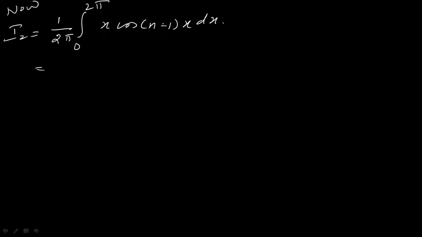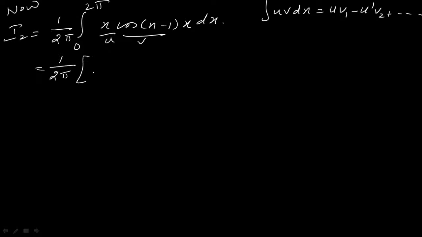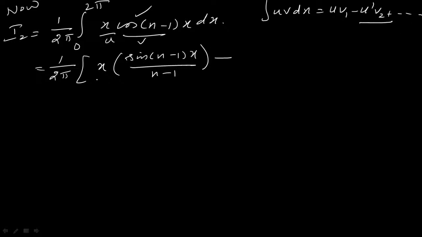Now substitute Bernoulli's formula. For that you have to take the first term as u and the second term as v, that is integral uv dx is equal to uv1 minus u dash v2 plus etc, isn't it? So that is 1 by 2 pi of u is nothing but x, v1, while you integrate cos (n-1)x, you get sin (n-1)x divided by n minus 1, minus u dash v2. First this is your u and this is your v1, isn't it? Now differentiating x you get 1, and v2 is nothing but integrating v1.